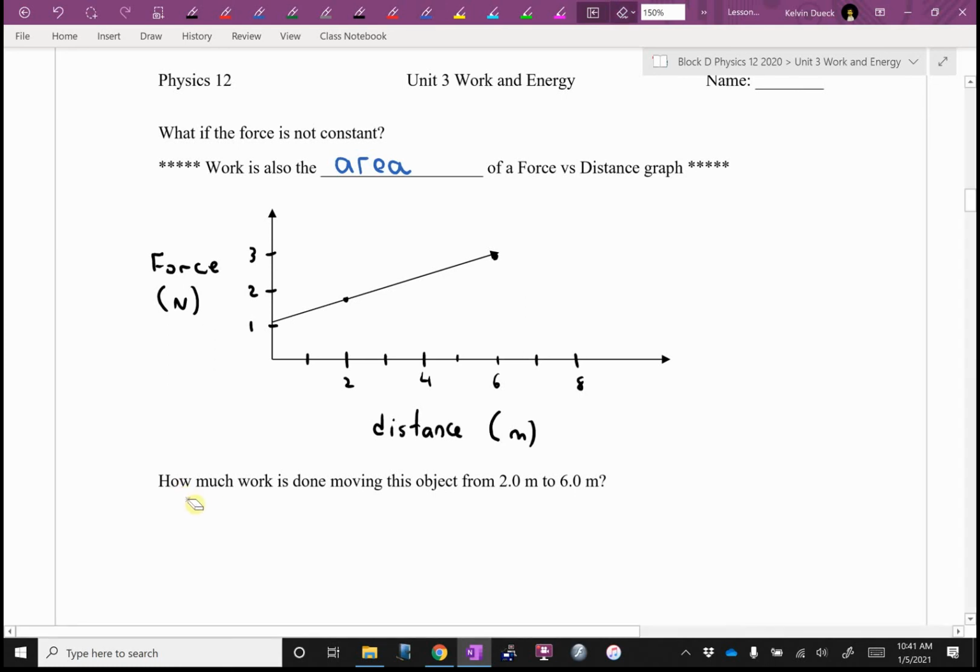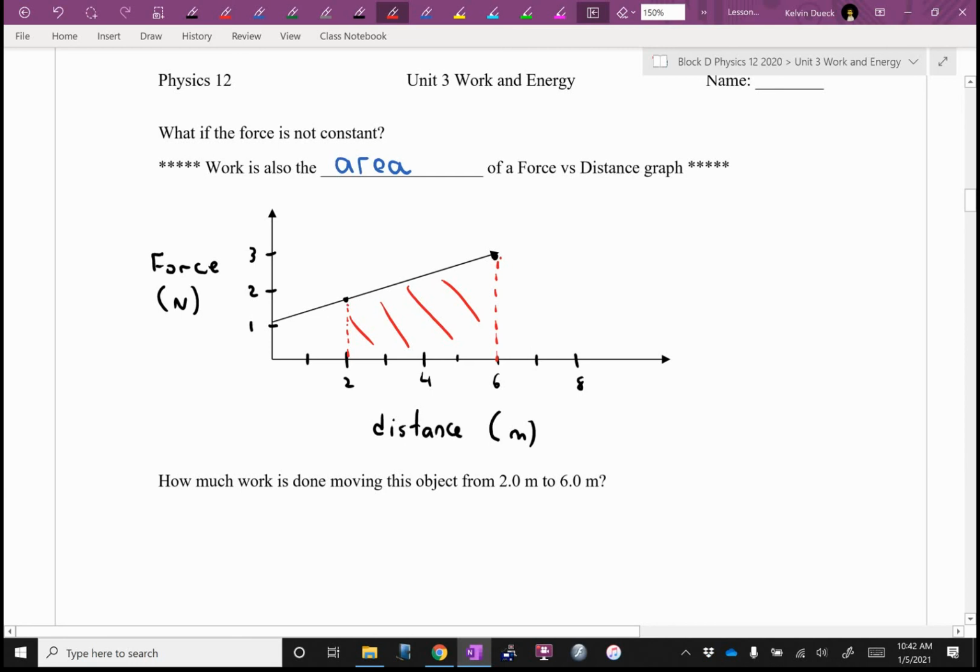And the question asks, how much work is done moving this object from 2 meters to 6 meters? Well, let's all draw a little line going down at 2 meters, a little line going down at 6 meters. First of all, do you notice the force is changing. It starts out how big? And it finishes up how big? So I can't go force times distance. It's a changing force. What is the amount of work? It is that area. Don't color that in just yet.